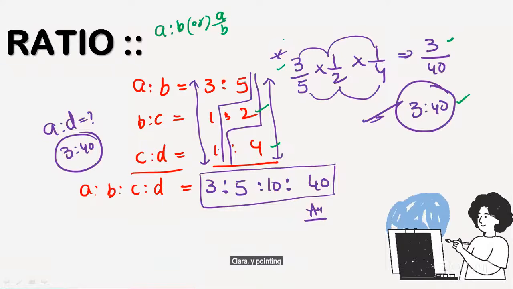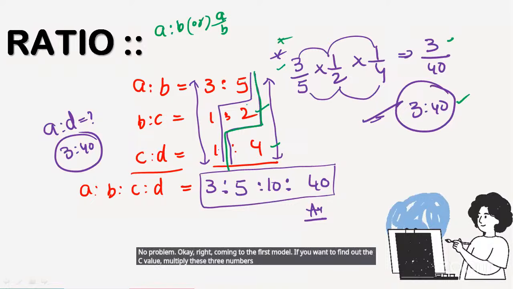Coming to the first model, if you want to find out the C value, multiply these three numbers: 5 2s are 10, 10 into 1 is 10.